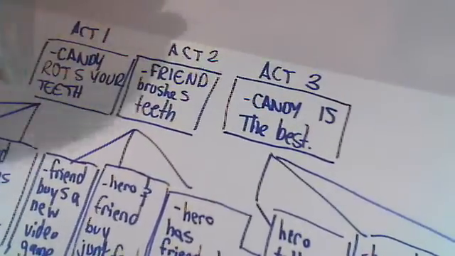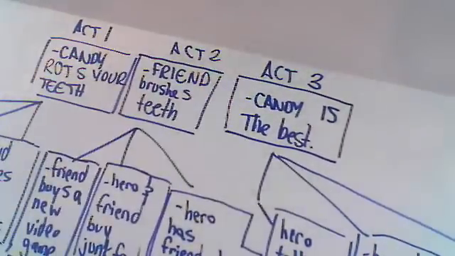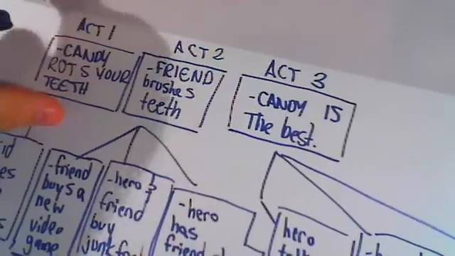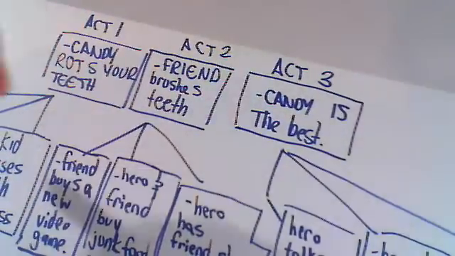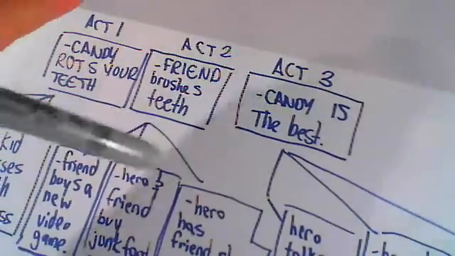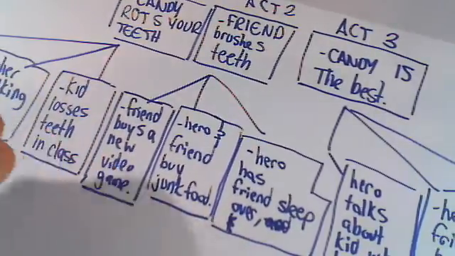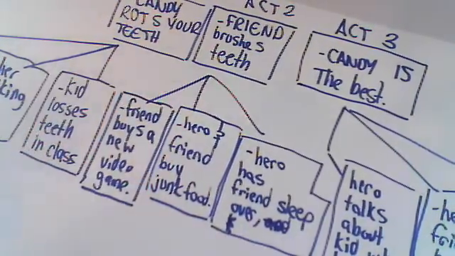As long as I have an Act 1, candy rots your teeth, is the big punch, I'm staying on track. Act 3, if I make sure that candy is the best, and I show why it's the best, then I've succeeded in Act 3. Now the struggle is coming up with the characters and the dialogue and stuff.